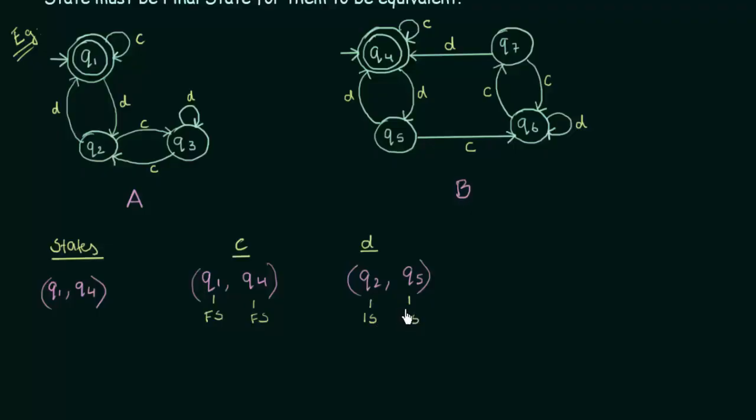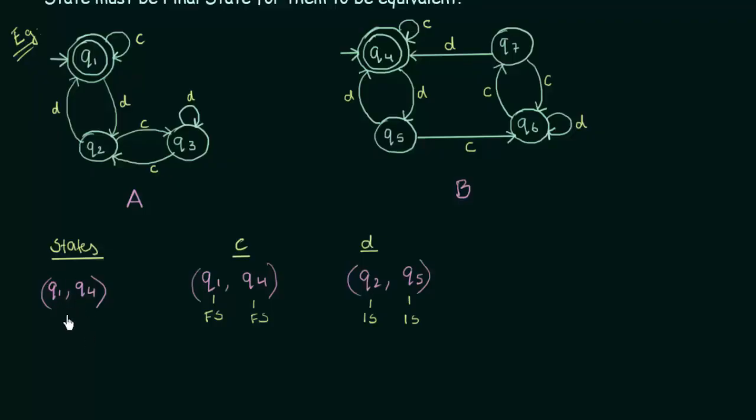This is the condition that was mentioned in step 1. If both of them are final states or both of them are intermediate states, then we can say that they are equivalent. But if one is a final state and the other is an intermediate state, then they cannot be called equivalent. But this is not complete because we have only checked one pair. We have to check all the pairs of states.